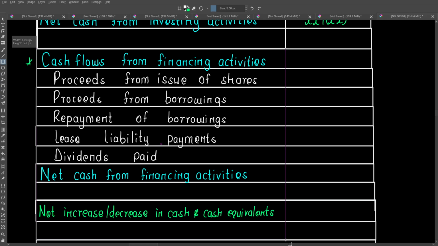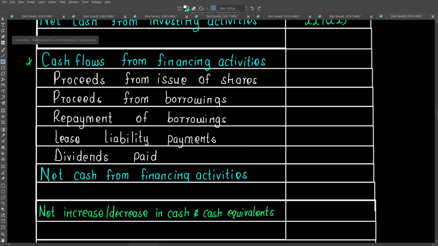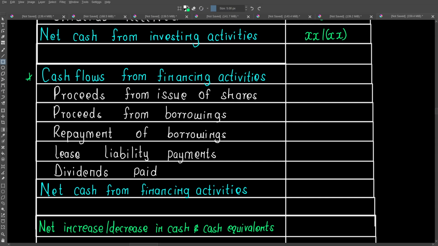For cash flows from financing activities, we have proceeds from issue of shares. When you issue shares, you get capital from your shareholders, so we will have received cash into the business. That is a cash inflow. You can see these are things of the nature of financing or funding the business. Then proceeds from borrowing. This is still financing the business, so this is a cash inflow.